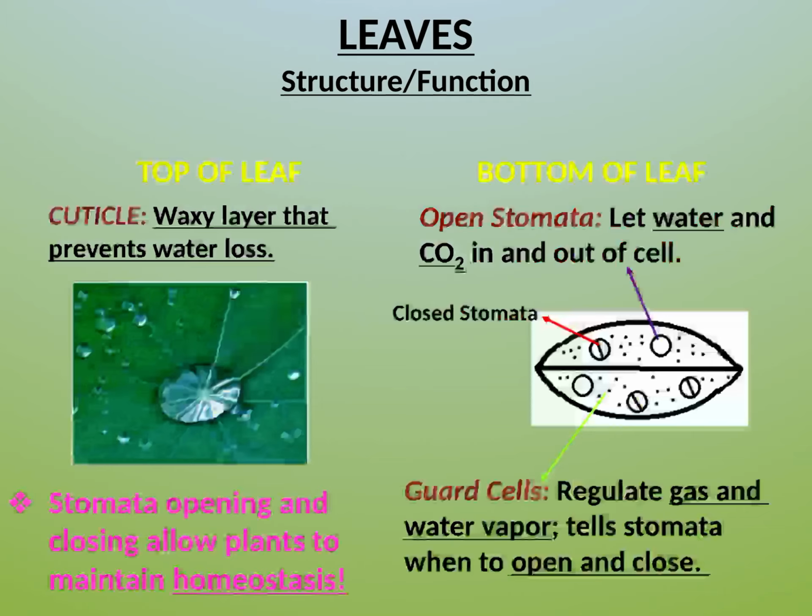All right, it's waterproof. Now on the underside of those leaves are what's called stomata. Those little circles, they're little holes in the bottom of the leaves that help regulate water loss. There's little guard cells around them that can open and close them. So it says here, guard cells regulate gas and water vapor. They tell stomata when to open or close. So a group of those holes is called stomata. A single one is called a stoma.